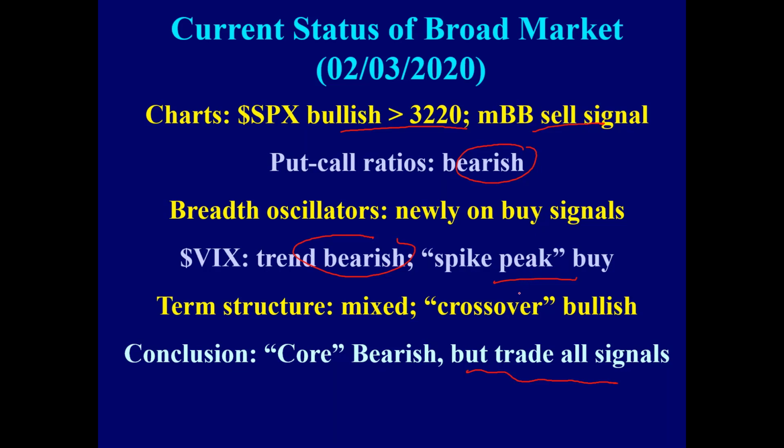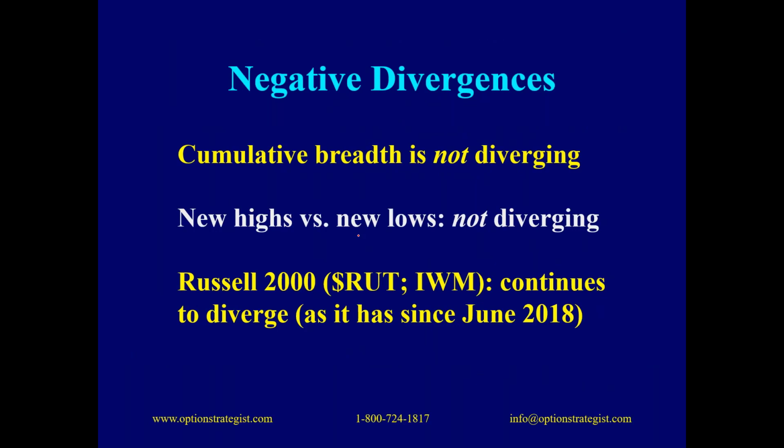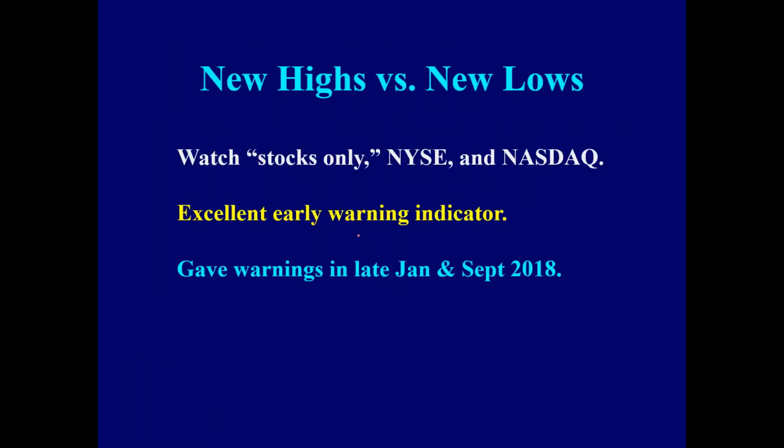So you can trade around your core position, and the core bearish position looked a lot better on last Friday than it looks today, but it's still in place. And I will say this, whether or not you buy into that argument, you certainly want to take some heavy defensive action if 3220 is taken out on the downside. I mentioned before, we don't really have any negative divergences.